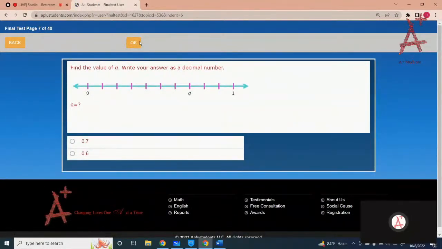Find the value of q. Write your answer as a decimal number. So the value of q is, count the intervals from 0 till q. So it would be then, what is the correct option? You have 7 intervals from 0 till q. So that means it is 0.7. Got it?